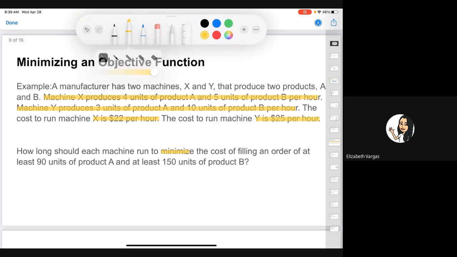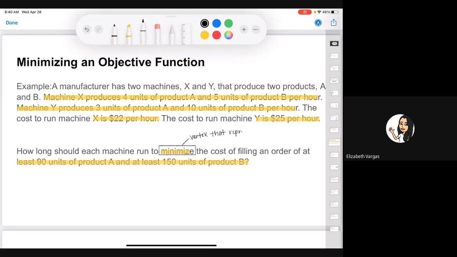So there we have another constraint. But what we're going to look for is the value that would minimize the cost. So we're looking for that minimum value. Well, because we're looking for a minimum or maximum value, we know that whenever we graph our functions, what we're going to look for is the vertices. We're going to look for the vertex that represents the minimum.